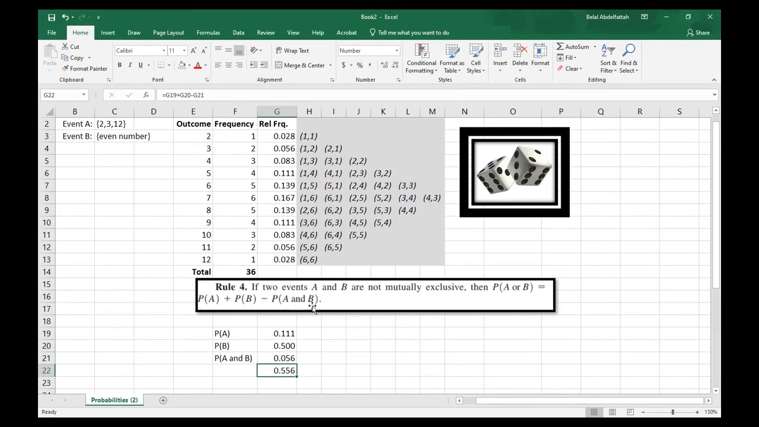Now, remember, this is going to be the formula that you would want to use if you are dealing with multiple events, and then some of these events overlap. They're occurring at the same time. So you have to account for that by subtracting P of A and B. This is different from the probability of mutually exclusive events where there is no subtraction here.